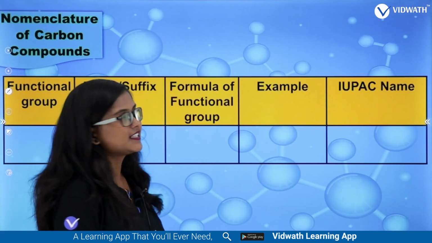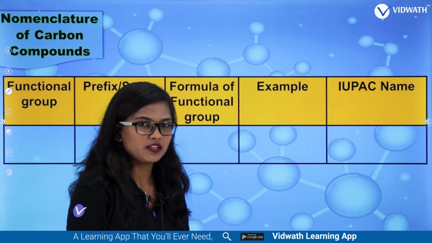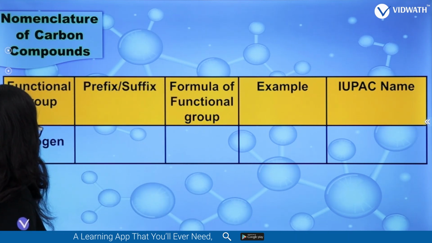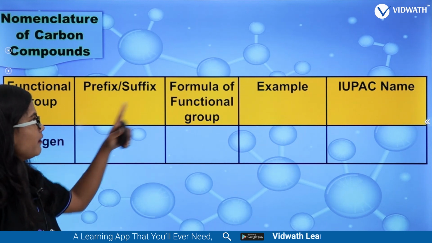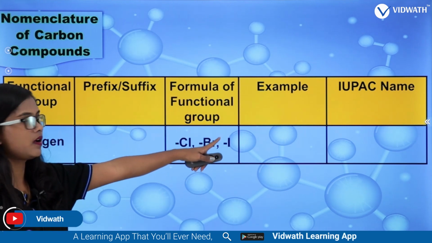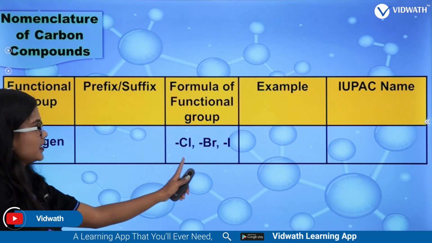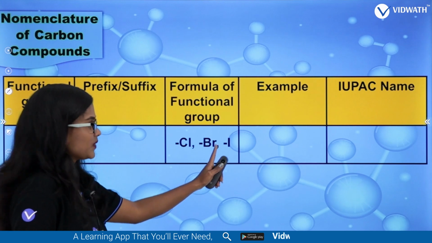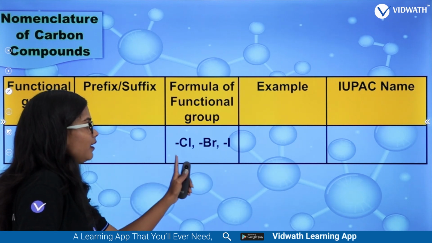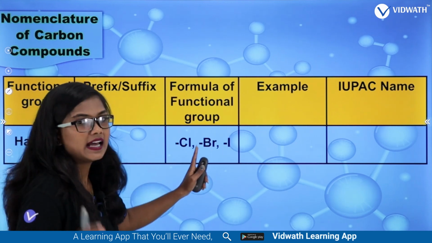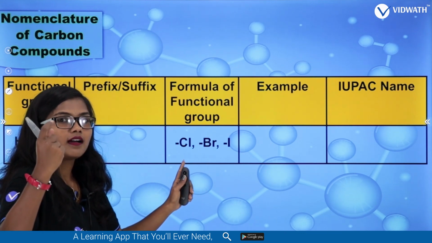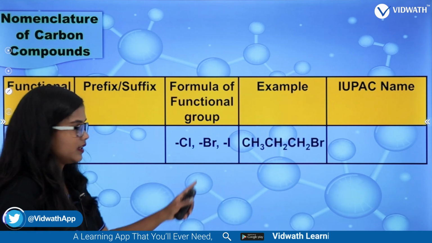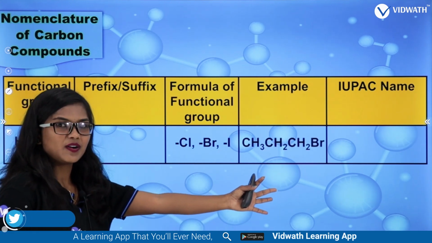So let's see the first functional group we are going to learn, which is halogen. If the functional group is halogen, what are the formulas? That is chlorine, bromine, iodine. Chlorine is written as Cl, the symbol of chlorine, bromine is Br, iodine is I. This halogen functional group attaches to the carbon compound. If hydrogen is replaced by this, how do we name it? That is what we are going to learn, okay.